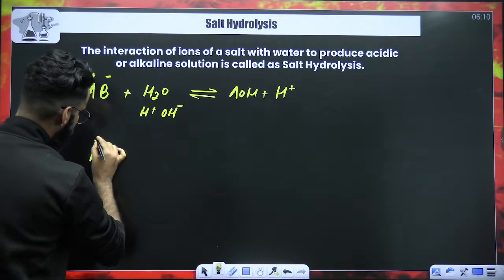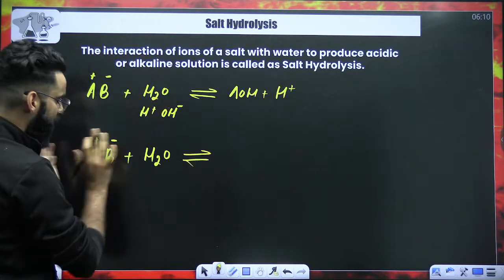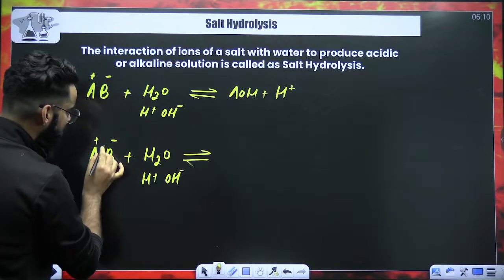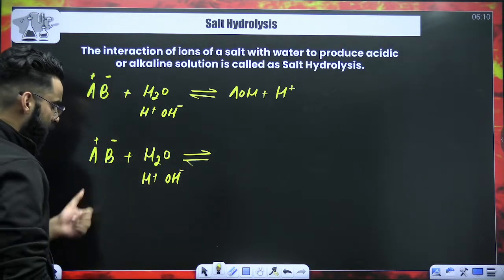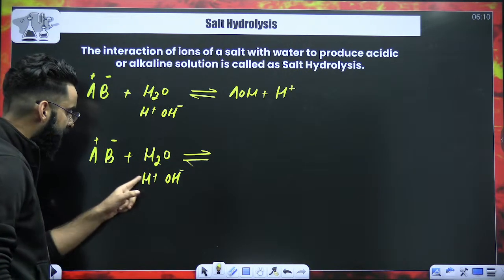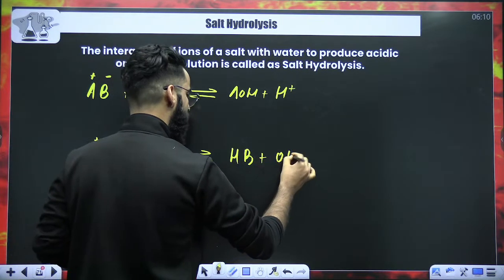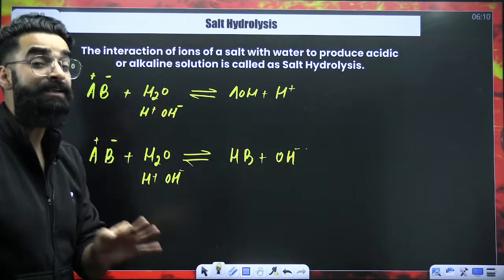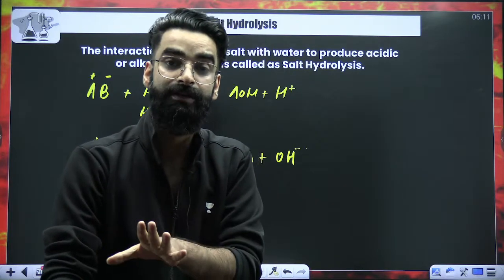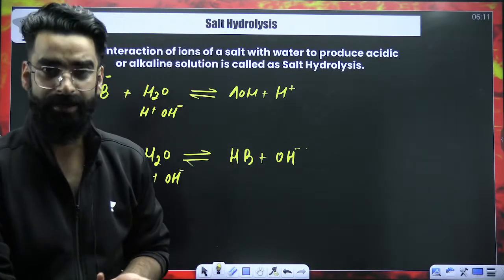Right? There was one more possibility. When you introduce salt in water, I can say the B negative ion of the salt can also interact with water. So if the B negative ion has to interact, with which ion of water is it going to interact? It's going to interact with H positive. So it will lead to the formation of HB, and with that, you'll be getting OH negative as well. The interaction of ions of salt with water to produce either an acidic or alkaline solution is called salt hydrolysis.